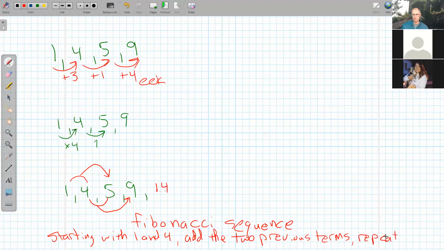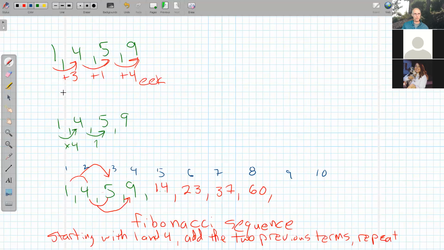Repeat. Okay, so starting with 1 and 4, to get this term, 1 plus 4 is 5. To get 9, 4 plus 5 is 9. To get 14, 9 plus 5 is 14. So the next one is going to be 14 plus 9, or 23. And then 23 plus 14 is 37. And then 23 plus 37 is 60. And here, without whipping out a spreadsheet, I pretty much have to keep counting. 1, 2, 3, 4, 5, 6, 7, 8, 2 more to get to 10th term.